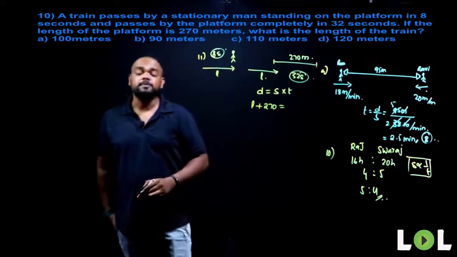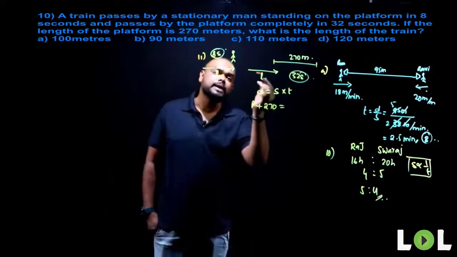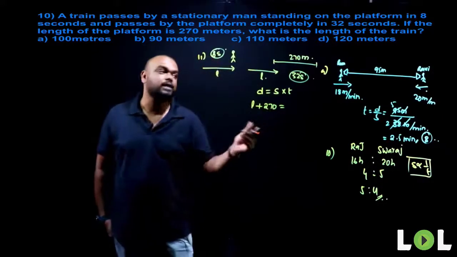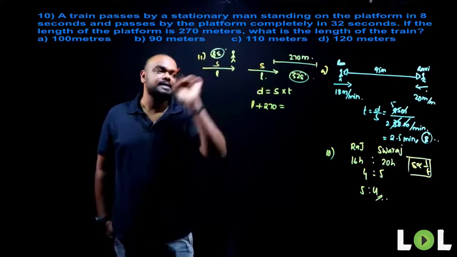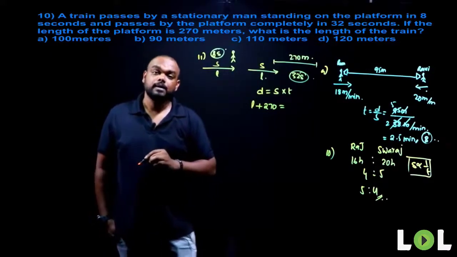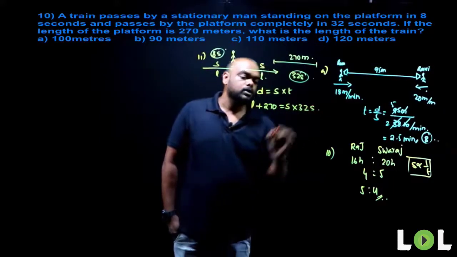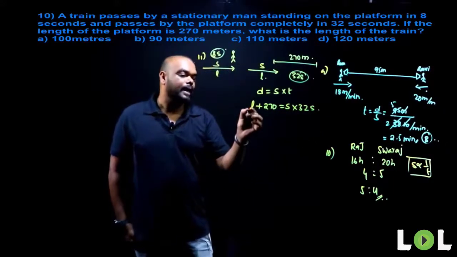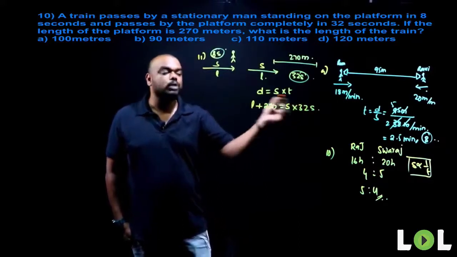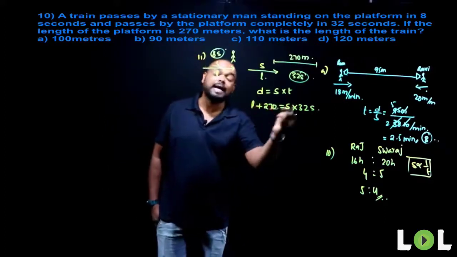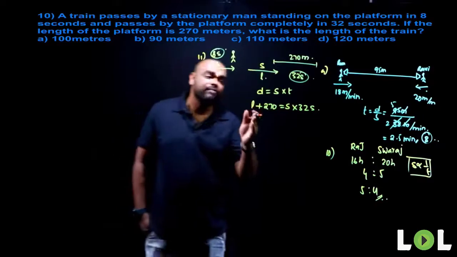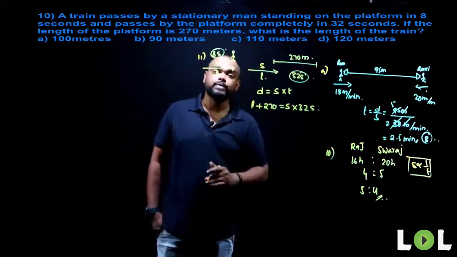It is speed into time. Speed means whose speed? Platform's or train's? Obviously, the train's speed. But is it given? No, it is not given. So let us consider the speed of the train as S in both the cases. Now, speed into time taken is 32 seconds. So what is my answer here? If I send 270 that side, still I have only one equation with two unknowns, length and the speed. So if I want my length here, I need the speed value. I need the speed of the train.